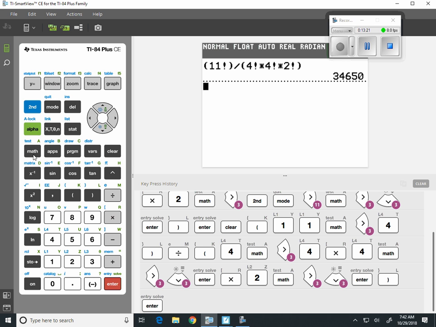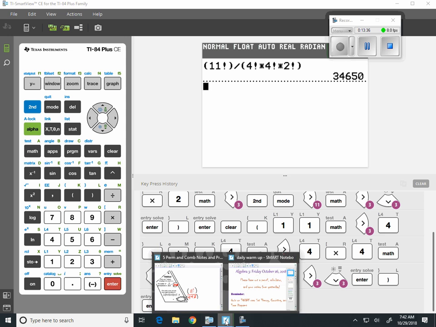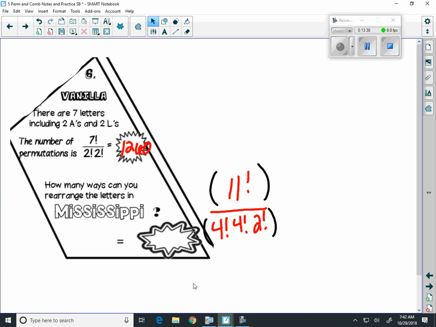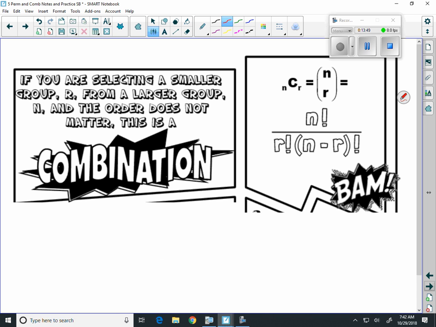Oh, yeah, there you go. Okay, so 34,650 different ways of writing the letters that are in Mississippi. Okay, and really, in a sense, that's permutations. They're pretty straightforward. Any questions before we move on to combinations?